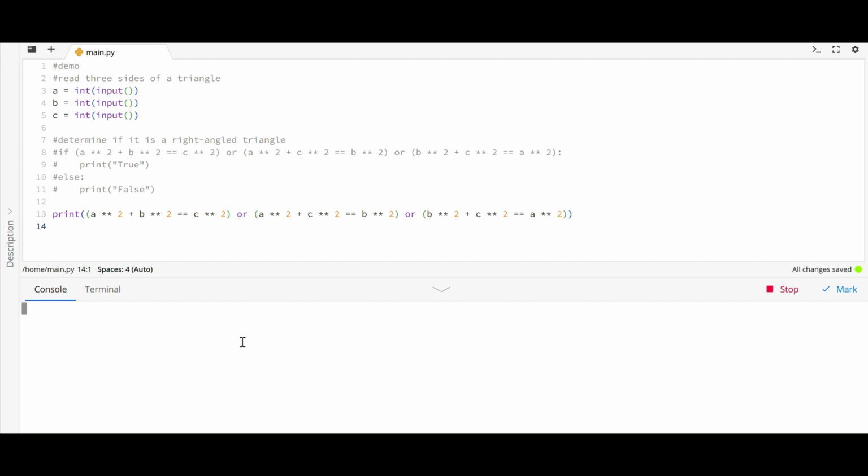This expression does not use the if and else statement, and it's more brief, and yeah, it just does the same work here. I think it's better.